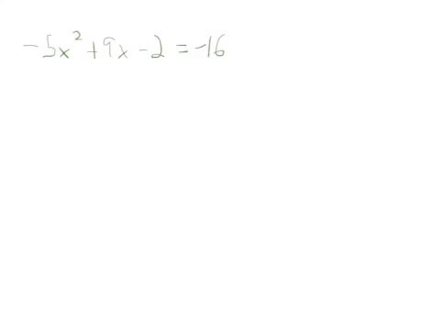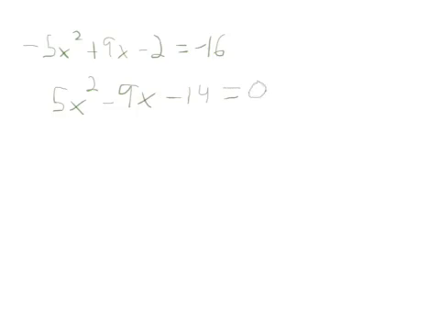So from here I want to get everything onto one side, and I want the 5x squared to be positive instead of negative. So I'm going to move everything to the right side. That's going to give me a positive 5x squared minus 9x, and a positive 2 plus the negative 16, so that's actually going to give me a negative 14. And that's all going to be equal to 0.